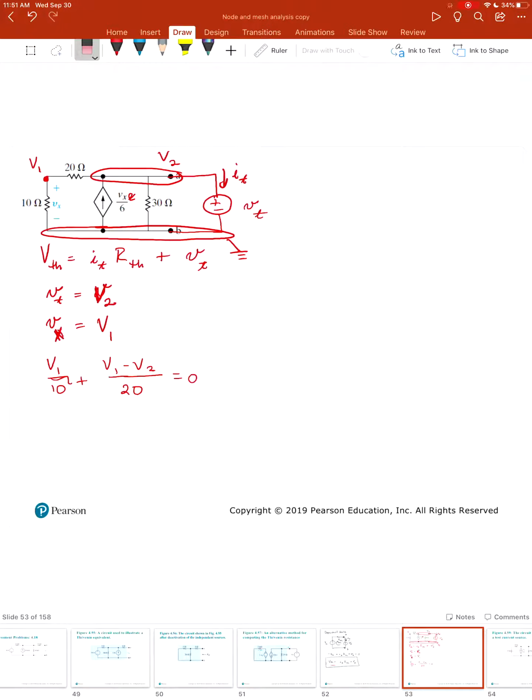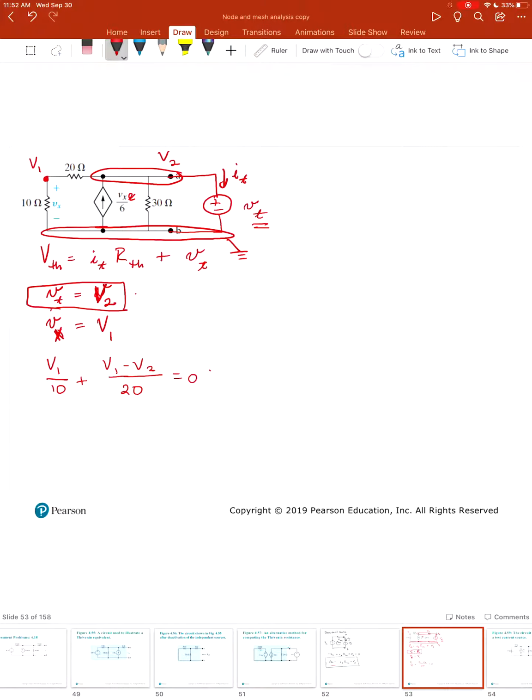Let's go back and note a couple of things. I don't want to impart any confusion. I already have my node 2 voltage defined. So normally, if this were a node voltage problem and we knew the value of V-test, this would be a sufficient set of equations. But we actually don't know the value of V-test, but that's okay.